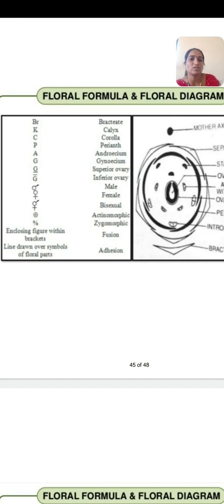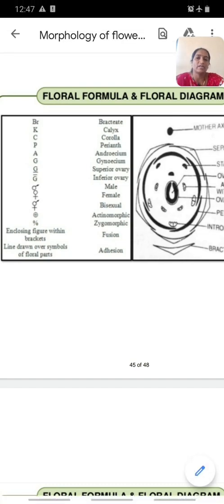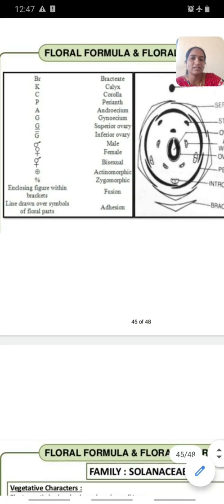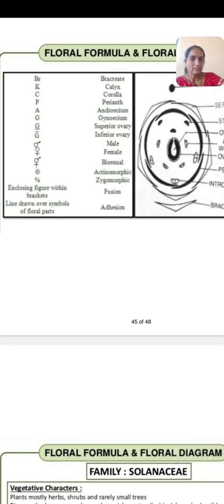About the gynoecium, if an underline is below the G, then it is known as superior ovary, and if the line is placed above the G, then it is known as inferior ovary. Then certain symbols are there for male and female, and if the flower is bisexual, then they get united as the bisexual symbol. Then there are two terms on the basis of symmetry: actinomorphic and zygomorphic.